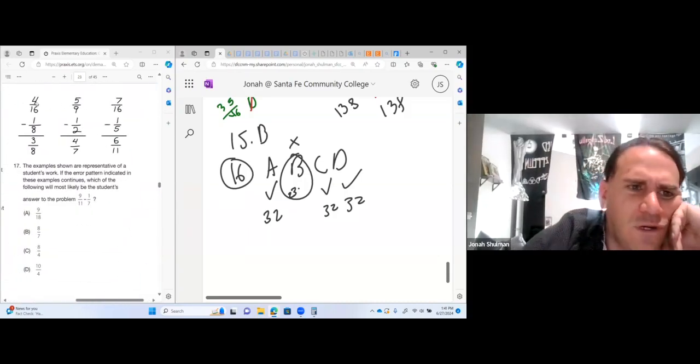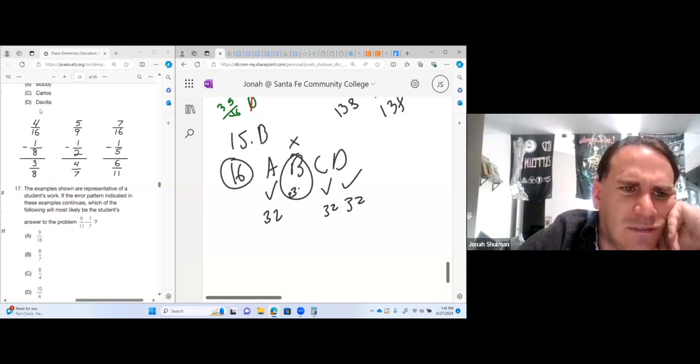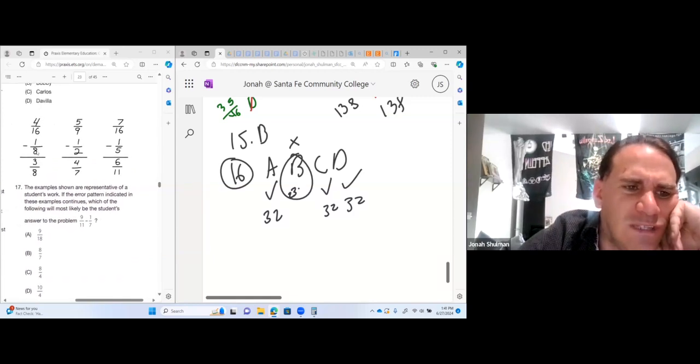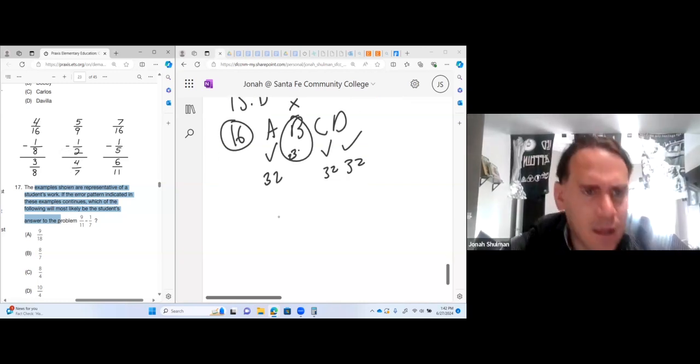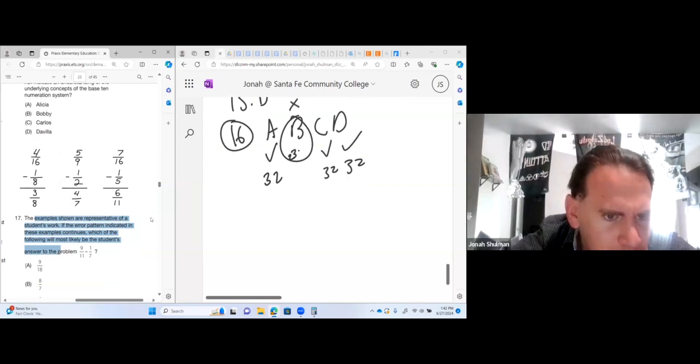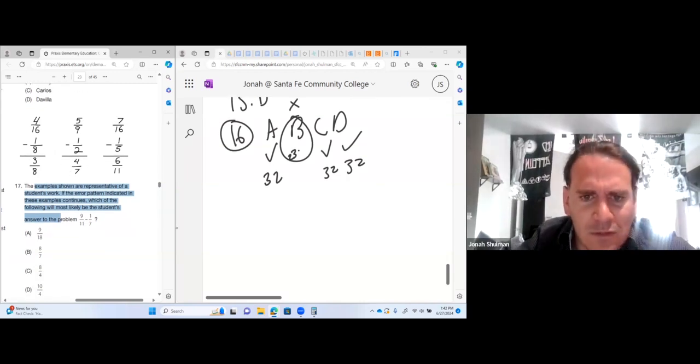Okay. 4/16 minus 1/8 is 3/8. That's wrong. 5/9 minus... Okay, these are all wrong. This is wrong math. The examples are shown to represent a pattern of student work, and you have to pick which error pattern would be likely. Oh, all right. So I've got to find where this kid messed up. Our buddy, they don't even give us the name, but 17, find the error.